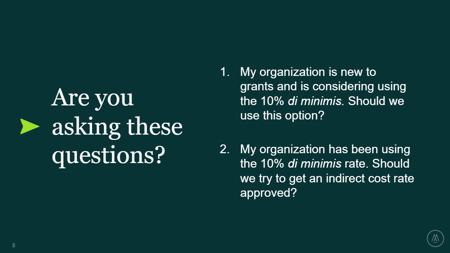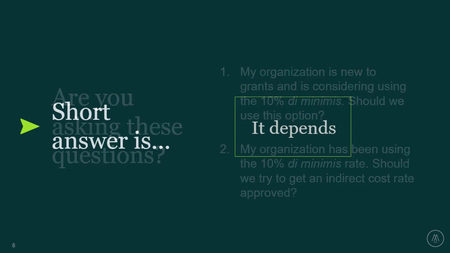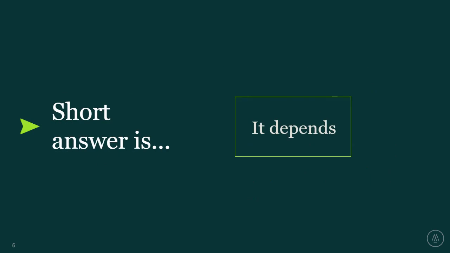And so with that, I'll go ahead and get started here. Are you asking these questions? My organization is new to grants and is considering using the 10% de minimis rate. Should we be using this option? Or my organization has been using the 10% de minimis rate, and should we try to get an indirect cost rate approved? And so short answer, it really depends. And so we'll go through a couple of examples of why or why not today.